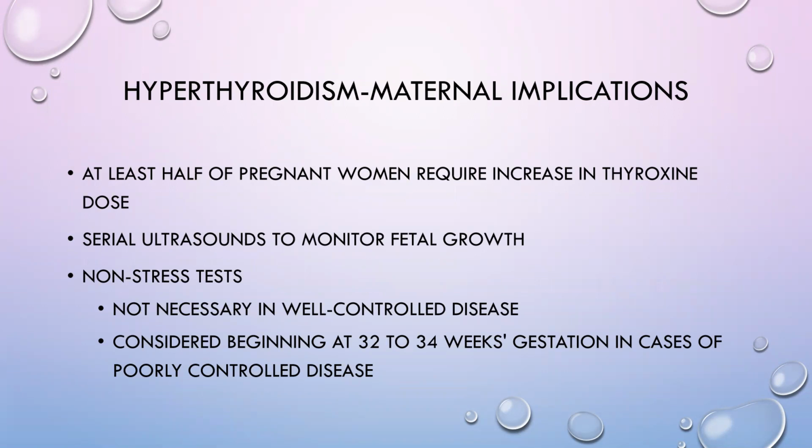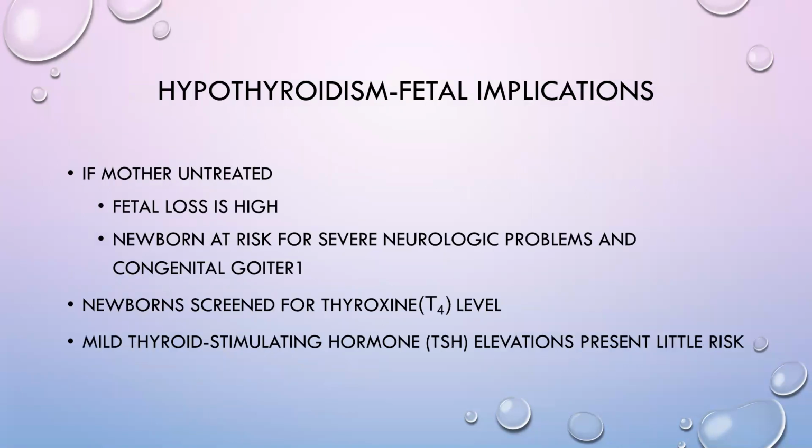Monitoring the infants whose moms have hyperthyroidism includes serial ultrasounds to monitor for growth and non-stress tests. This should be considered between 32 weeks and 34 weeks gestation if the disease is poorly controlled in the mom. Fetal loss is high. Newborns at risk for severe neurological problems and congenital goiter are all complications of hypothyroidism that has not been treated.